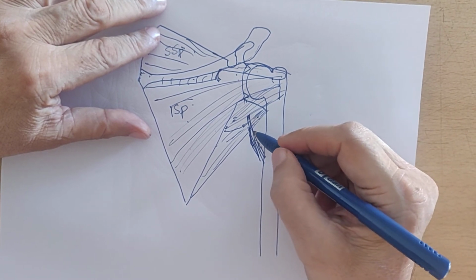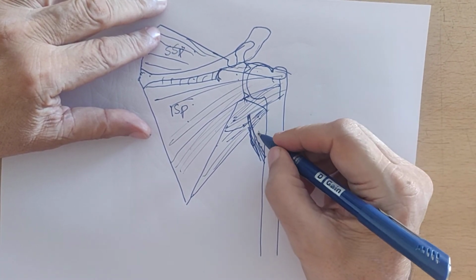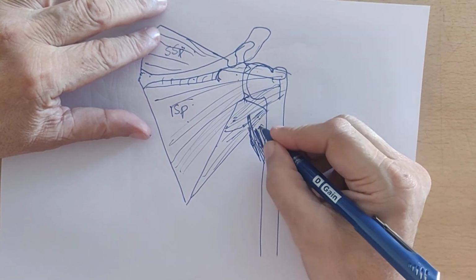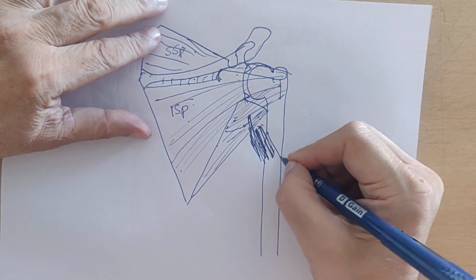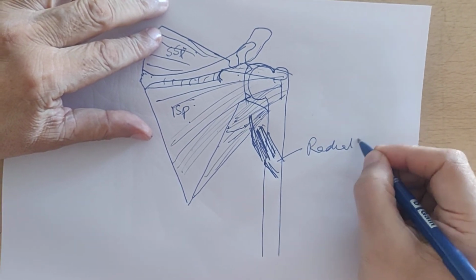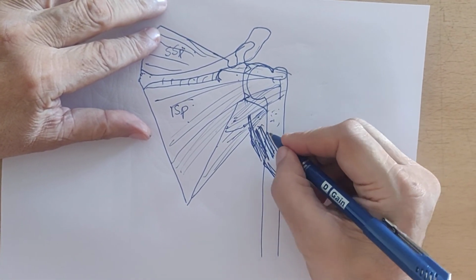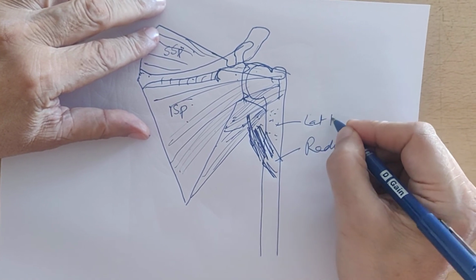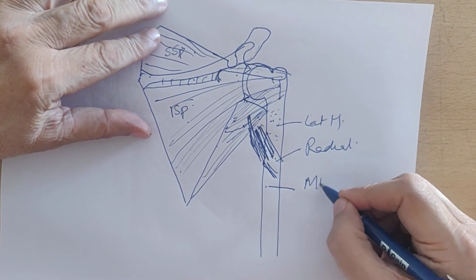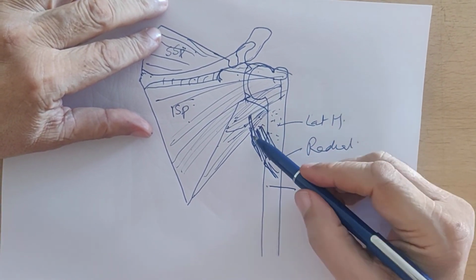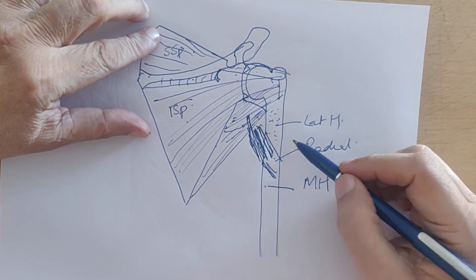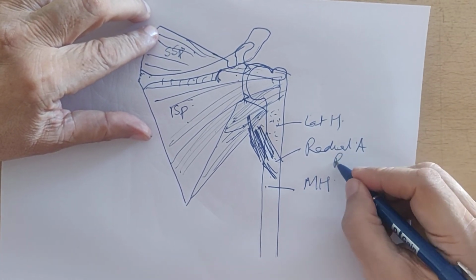And you find that this is the lateral triangular space. The profunda brachii and the radial nerve are emerging from this and lying in a groove on the posterior surface of the humerus. This groove is called the radial groove. On the lateral side of it is the lateral head of the triceps, and below and medial is the medial head of the triceps. So triceps has got three heads: the long head, the lateral head, and the medial head. Between the lateral and medial head you have the radial artery and the profunda brachii artery.